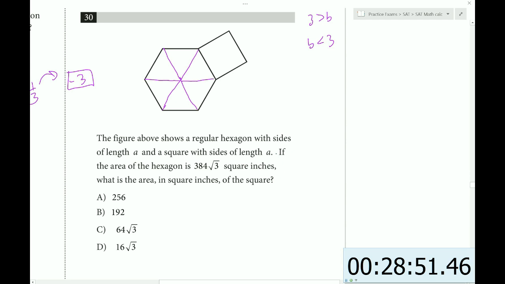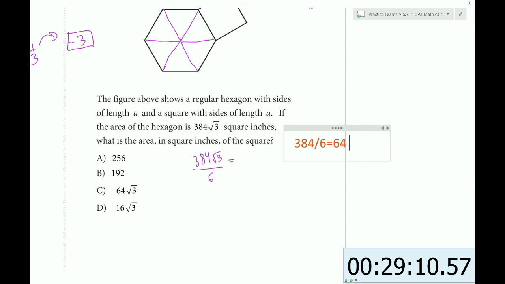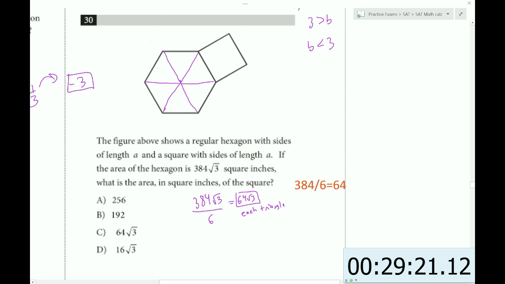Okay, and the side lengths are all A. And we know the total. Since we have 6 equilateral triangles, we can take this total area and divide it by 6, and that will give us the value of each. So 384 divided by 6 gives us 64. So 64 rad 3 would be the value for each of the triangles. So that's the area of one of those triangles.